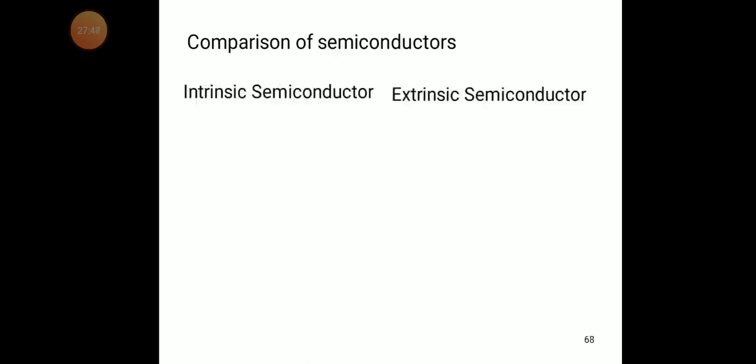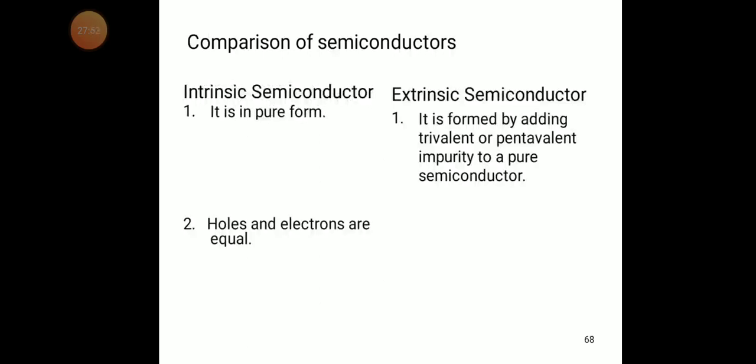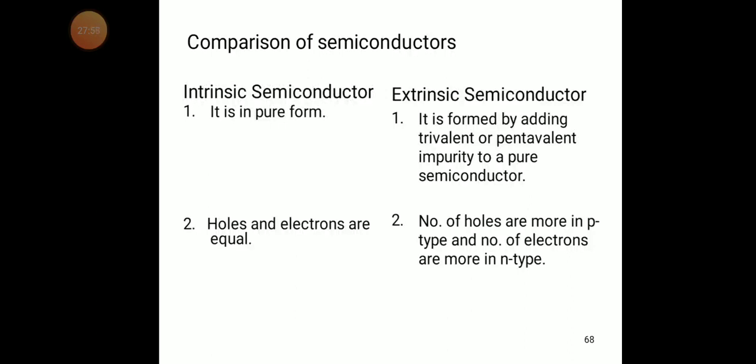Now we try to discuss the comparison of the intrinsic semiconductor and extrinsic semiconductor. Once again we try to compare. Intrinsic semiconductor is in pure form. Extrinsic semiconductor, as you already know, is formed by adding trivalent or pentavalent impurities to a pure semiconductor. In the intrinsic semiconductor, holes and electrons are equal.